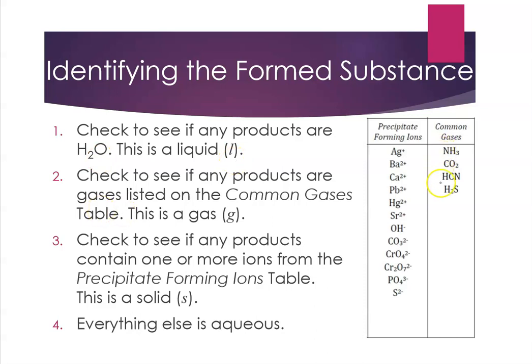The gases that will be in any problem we do will be in this list of common gases given here: NH3, CO2, HCN, and H2S. If it is any of these gases, then I put a G behind it and it's a gas. If it's not a gas or it's not water, then it's going to be a precipitate, which means that it's going to have a precipitate forming ion in it. So I check to see which product has the precipitate forming ion, and then that whole product is my precipitate, and I put a solid behind it. Anything that doesn't fall into those categories remains aqueous.